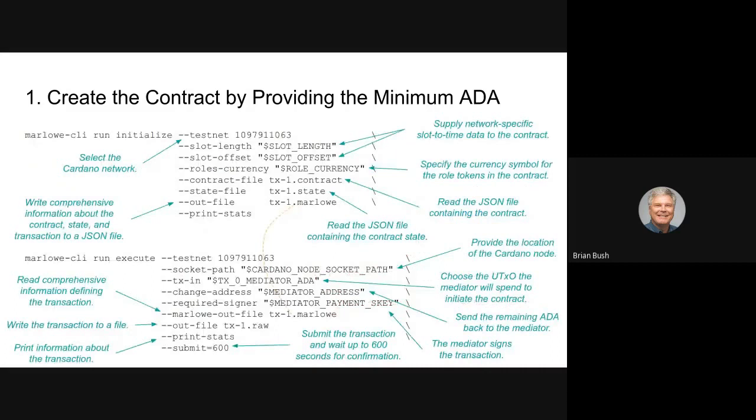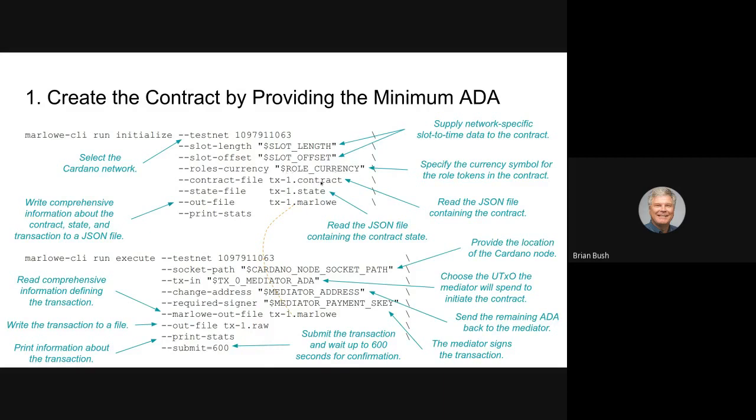Now, this is a little more complicated. This takes 2 commands, but we'll walk through them. As I mentioned earlier in the talk, first you have to initialize the contract, and then you're going to execute it. So initializing it, you tell it which network we're working on. This is the public testnet that we're going to use, and a couple of network parameters. The tool understands the particular network you're working on. And then we mentioned earlier, there's a currency symbol for the roles. So you have to give it that currency symbol.